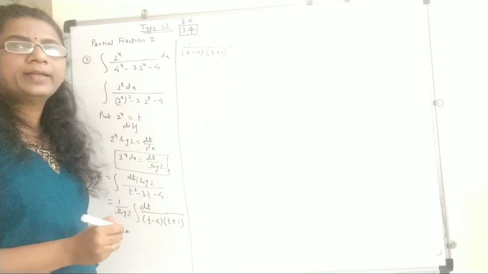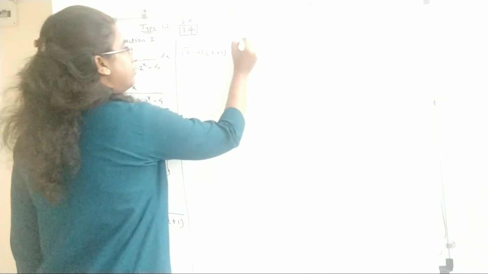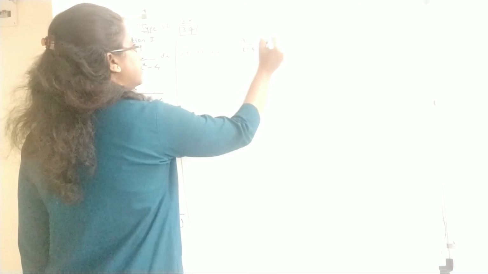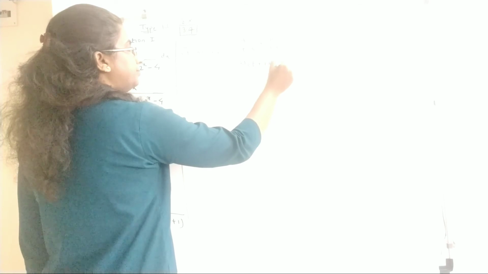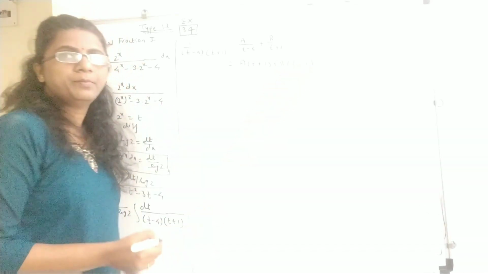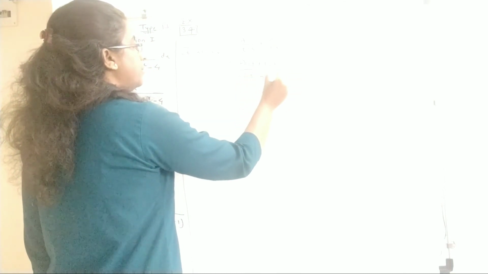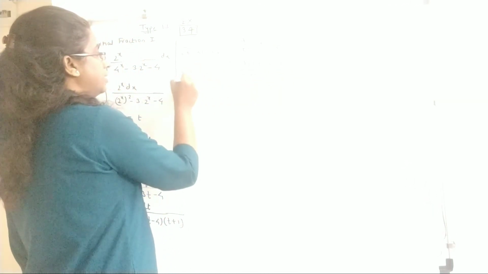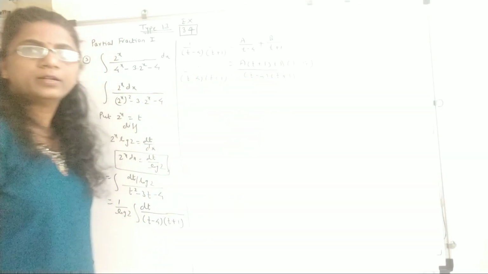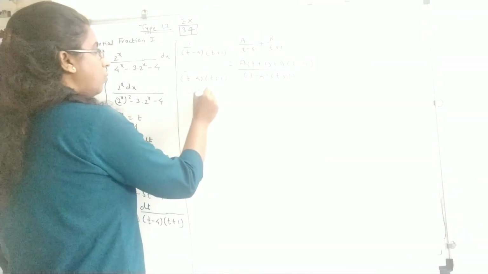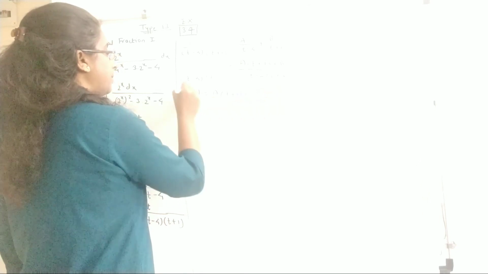1 upon t minus 4 into t plus 1 separately. 2 linear factors are there, so we write these in the form of a upon first factor plus b upon second factor. Cross multiply, find out LCM. Now denominator cancel, equate numerator, and so we write this equation as 1 is equal to a times t plus 1 plus b times t minus 4.